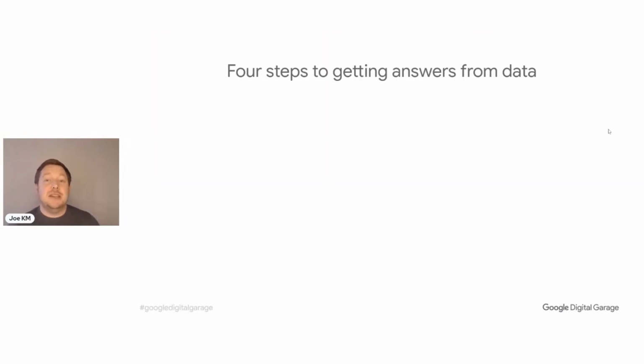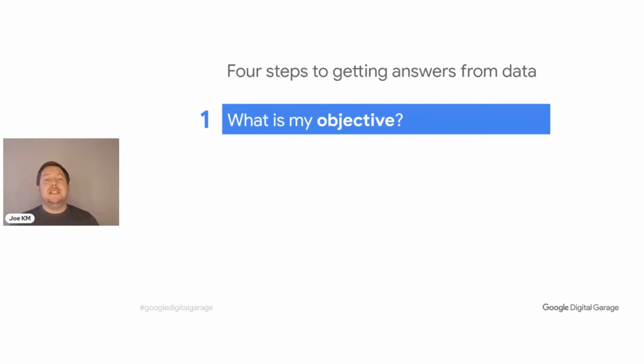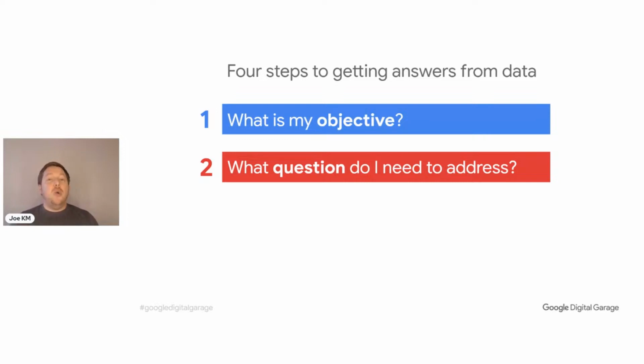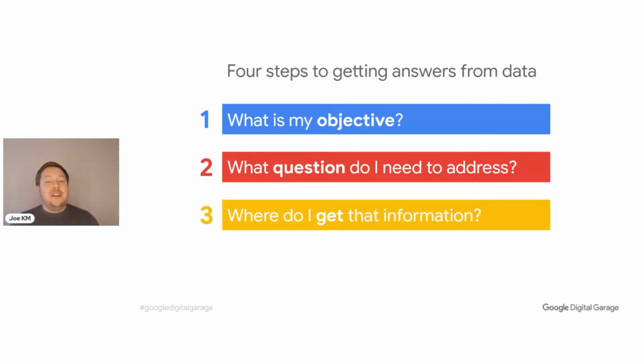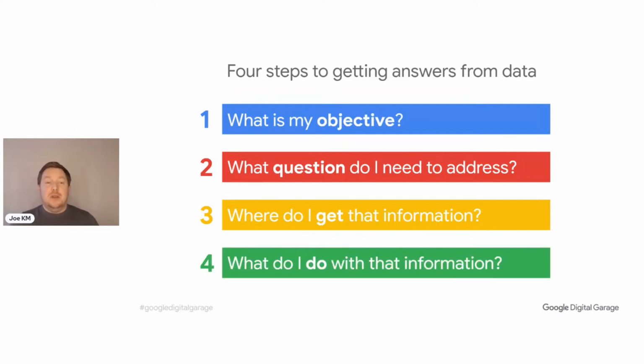First of all, you need to define what your objective is in the first place. What is it you're trying to achieve with this data? What's the purpose of this data? The next one is, what questions do I need to address? After that, where do I get that information from? And lastly, what do I do with that information?